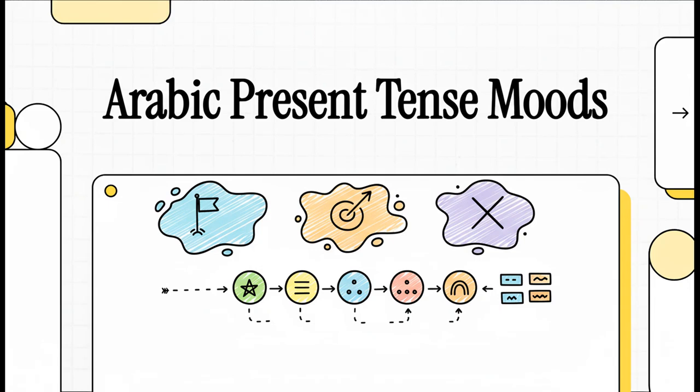Today, we're going to tackle a really core concept in Arabic grammar. Now, on the surface, it can seem kind of complex, but trust me, it's actually built on this incredibly elegant and predictable system. We're talking about the three moods of the present tense verb.